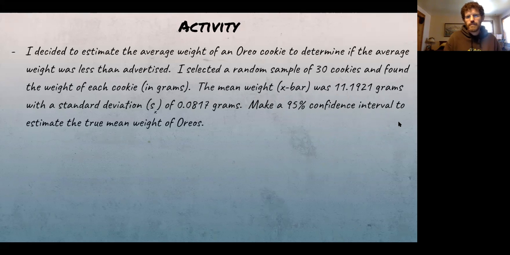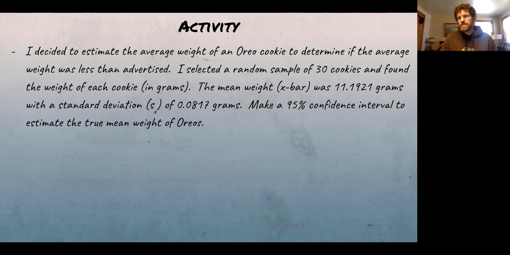Okay, now we're going to be looking at this scenario for quite a while. I decided to estimate the average weight of an Oreo cookie to determine if the average weight was less than advertised. I am very, very serious about Oreo cookies, okay? I selected a random sample of 30 cookies and found the weight of each cookie in grams. I cannot emphasize this enough, how important this is to me. The mean weight, x bar, was 11.1921 grams with a standard deviation of 0.0817 grams. I went and bought a specific scale that can measure down to 10,000ths of grams for this particular problem.